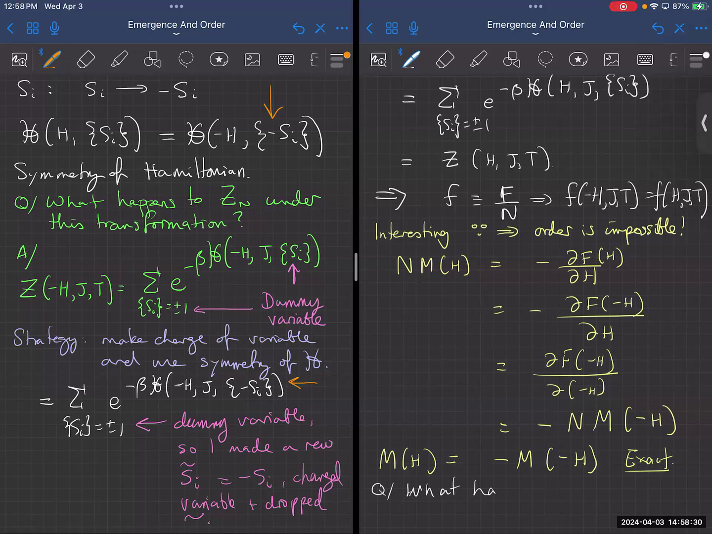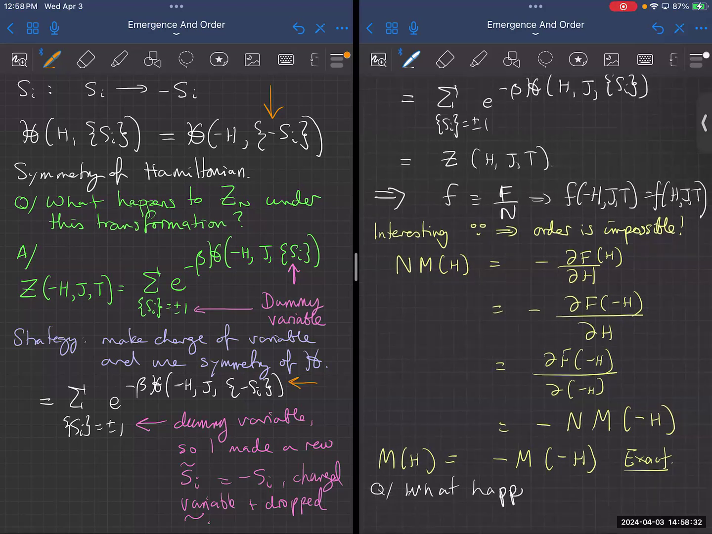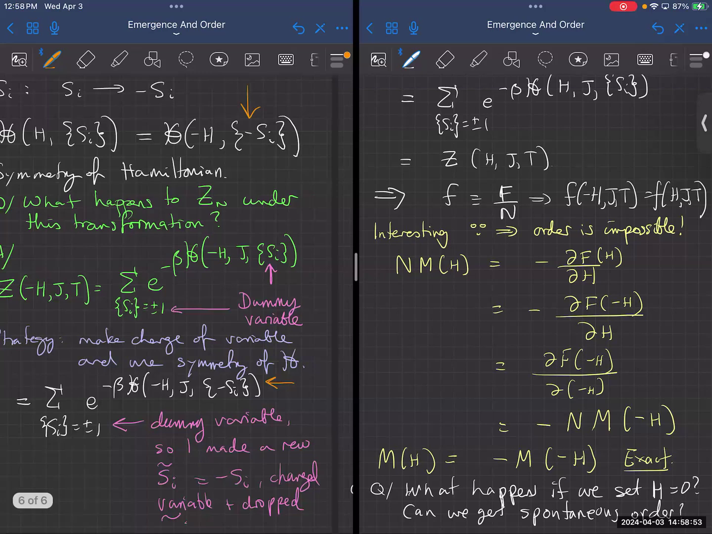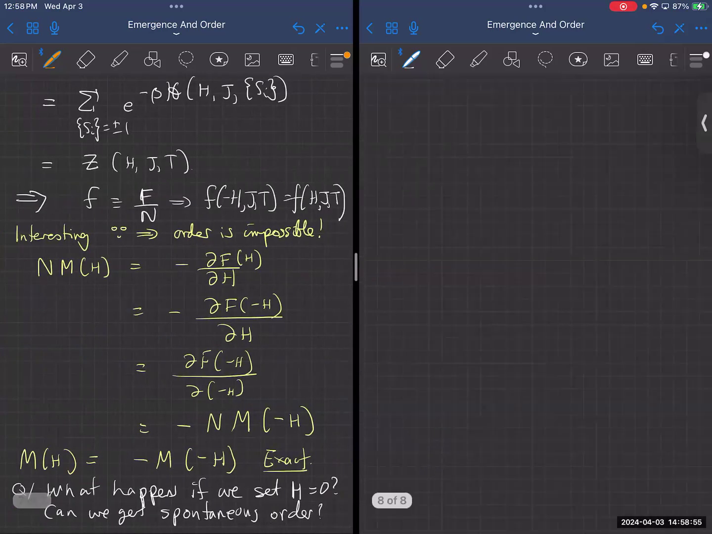So what happens if we set h equal to 0? Can we get spontaneous order? Because that's what this class is about. If we don't get spontaneous order, then we can all just go home. So let's just have a look.